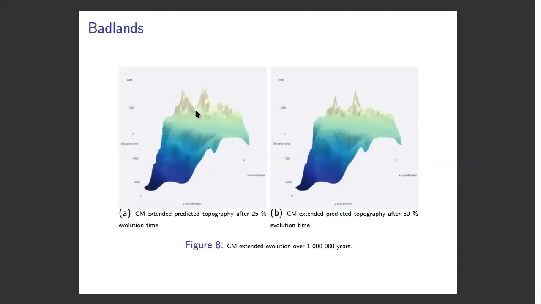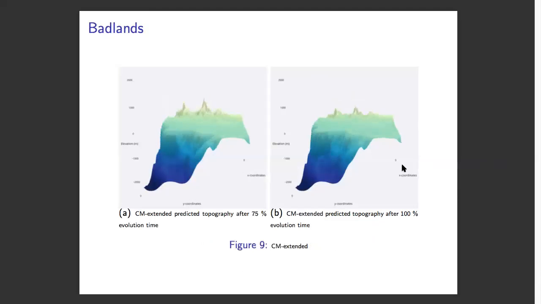So for example, we have this continental margin topography, and we see how it erodes after 250,000 years, and then 750,000 years and a million years. Due to limitations in space, and also because we are not showing the animation here, the Badlands model can show you the entire animation of how it actually erodes. And that's the beauty behind Badlands.